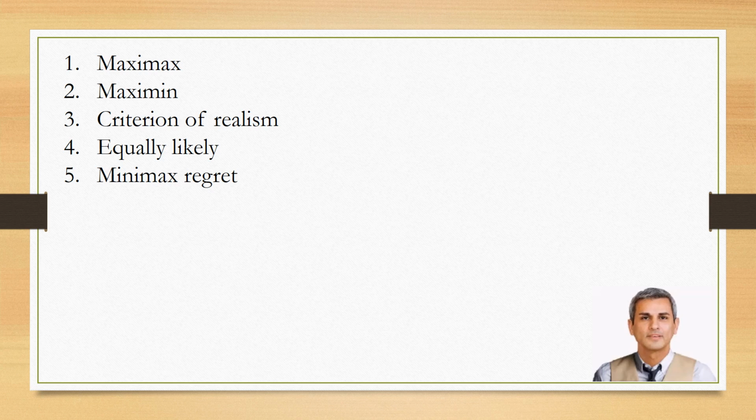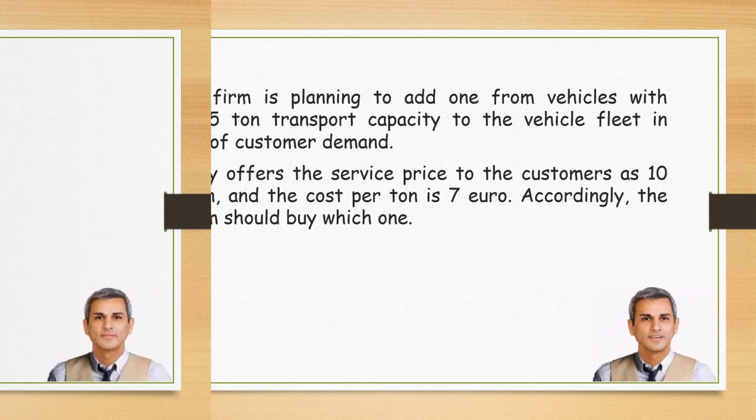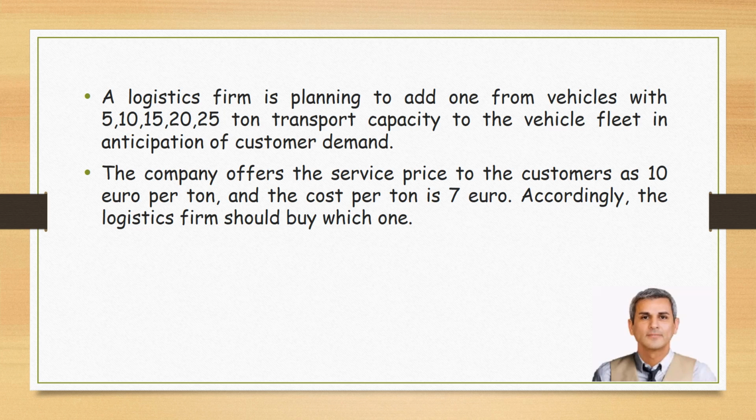We can say about this method that the probabilities of the possible outcomes are not known. Methods that can be applied include the max-i-max criterion, max-min criterion, criterion of realism, equally likely criterion, and min-i-max regret. When we assume the best payoff will occur for each alternative, the most profitable alternative can be chosen. If you want, we can solve a problem related to this topic together, so we can better understand the subject.